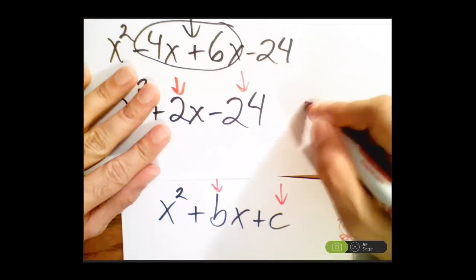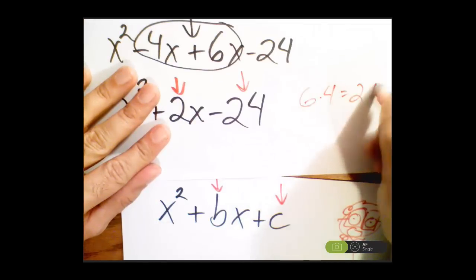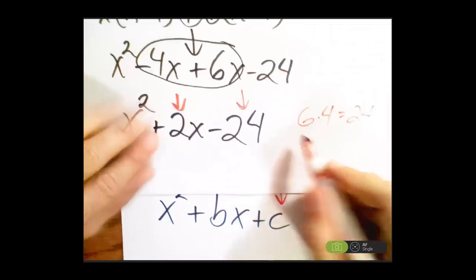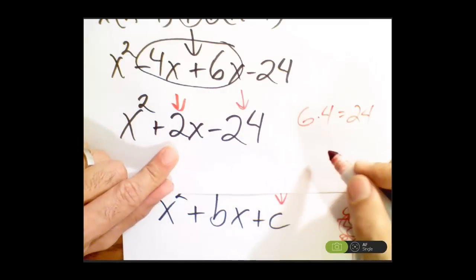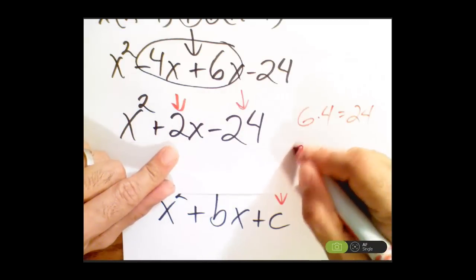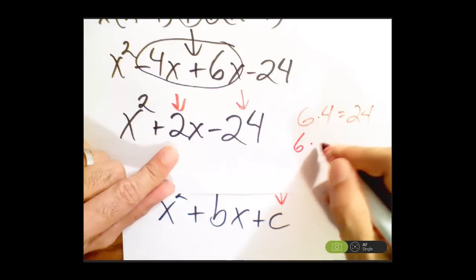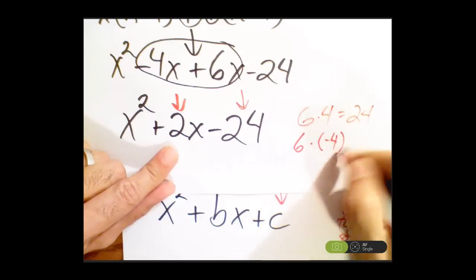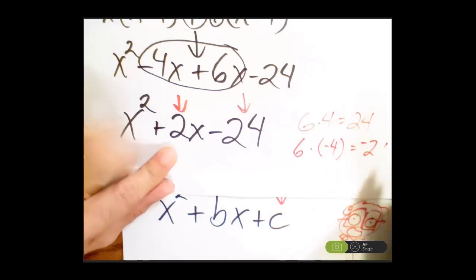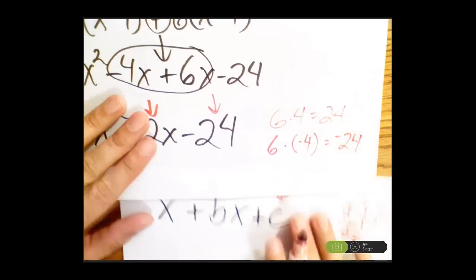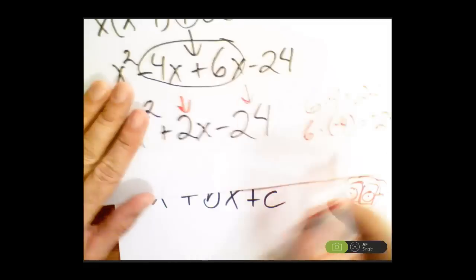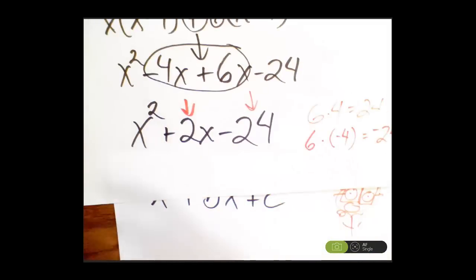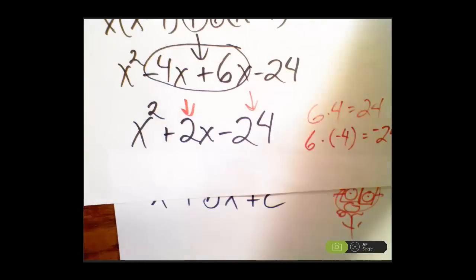Well, I know that 6 times 4 makes 24, but I wonder if one of them was negative, if I'd get a positive 2. Oh, what if I had positive 6 times a negative 4? Would that give me a negative 24? Yes, it would. And then I can also think that the two of those would add to make positive 2.